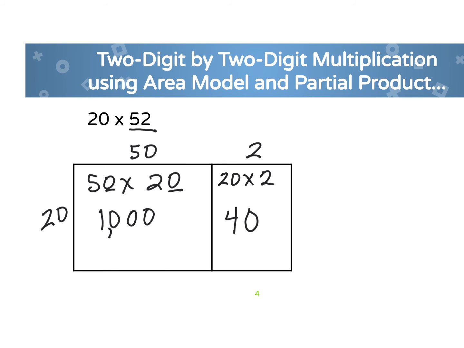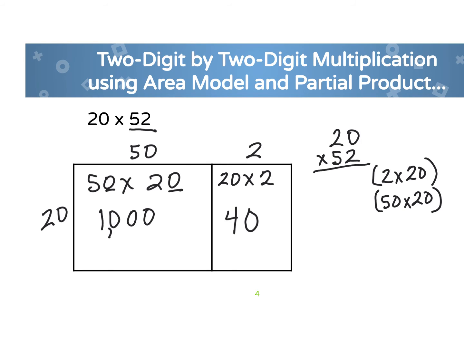Now I'm going to come over here to the right, and I'm going to show this in partial product. I put in parentheses over here just so you understand what you're putting in partial product. So 2 times 20, which would be 40. We already did this in our area model. And then over here we have 50 times 20, which is 1,000. And we already did this in our area model. So if we add that up, we have 1,040, which is our total product.